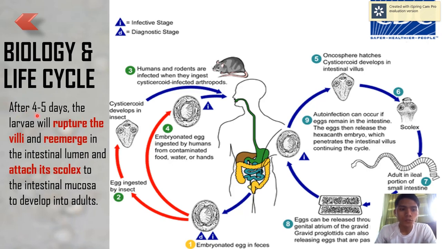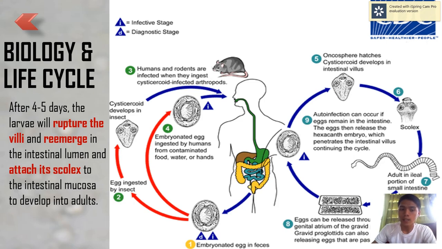And after 4 to 5 days, the larvae will rupture the villi. So, mudako siya because nagdako na siya, it will rupture the villi. And then, it will re-emerge in the intestinal lumen. So, magawas siya sa villi, mag-re-emerge sa intestinal lumen, and then attaches its scolex to the intestinal mucosa to develop into adults. So, once magawas na siya sa villi, it will re-emerge to the intestinal lumen, and then using its scolex, it will attach to the intestinal mucosa. So, mag-attach na siya dito, and dito mag-develop na siya into adult worm.